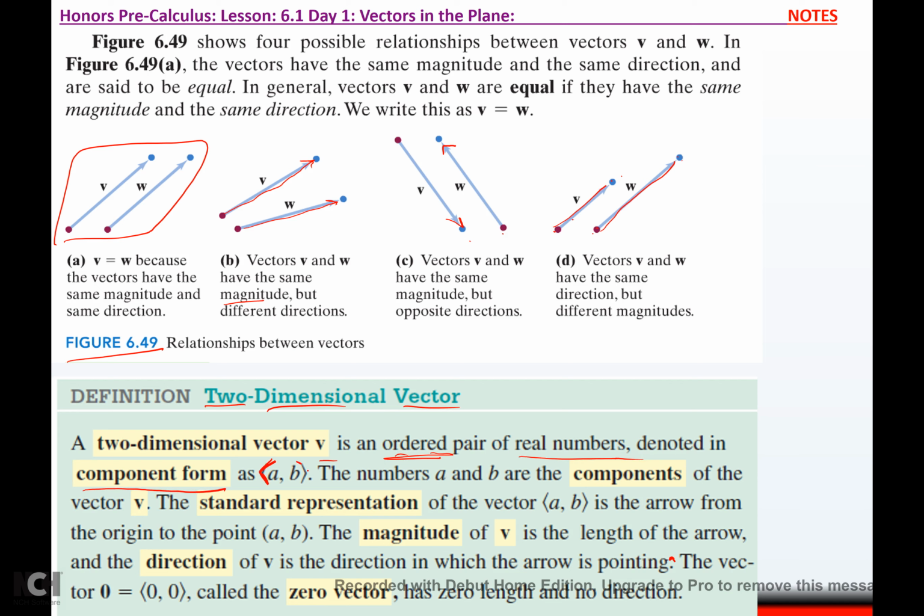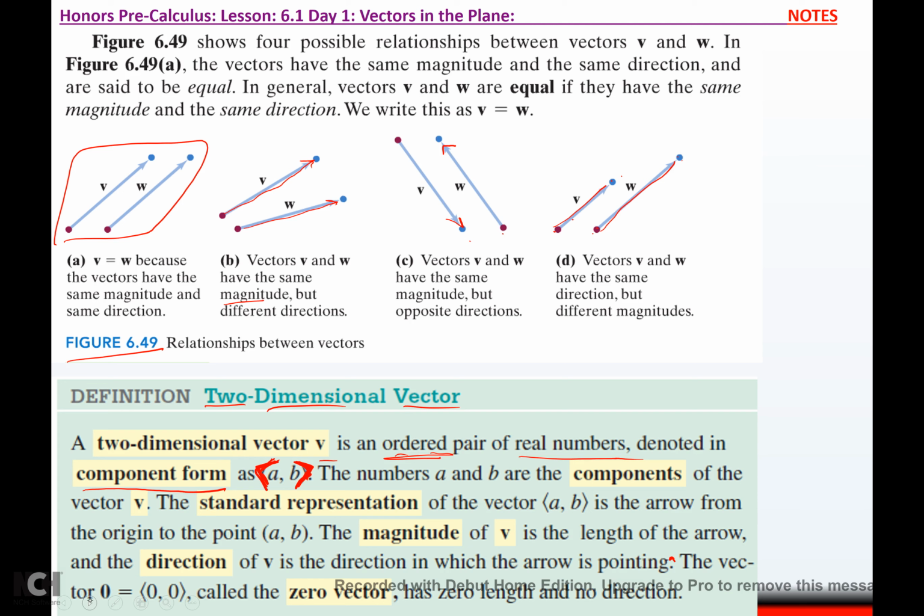Component form means you put these pointy parentheses instead of regular parentheses. The numbers A and B are the components of vector V. The standard representation of vector AB is the arrow from the origin to the point AB. The magnitude of V is the length of the arrow, and the direction of V is the direction in which the arrow is pointing. The vector ⟨0, 0⟩, called the zero vector, has zero length and no direction.